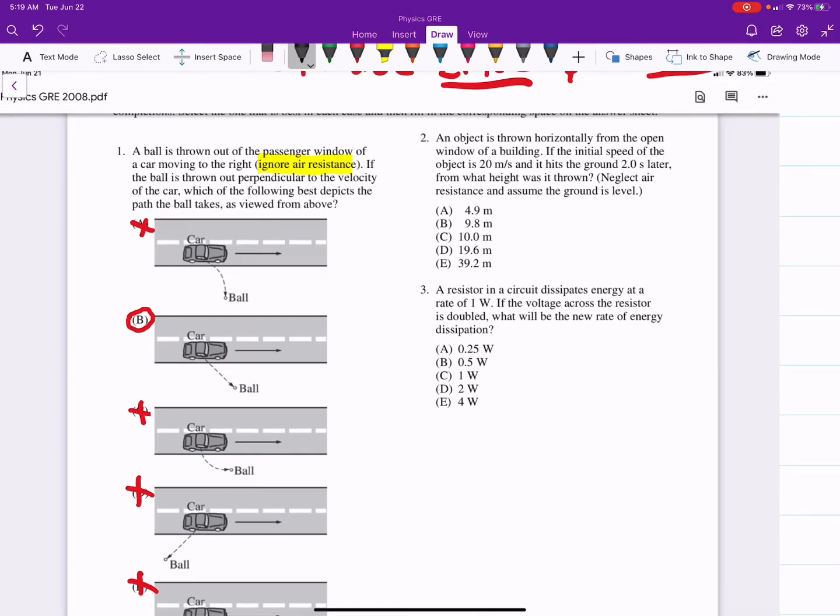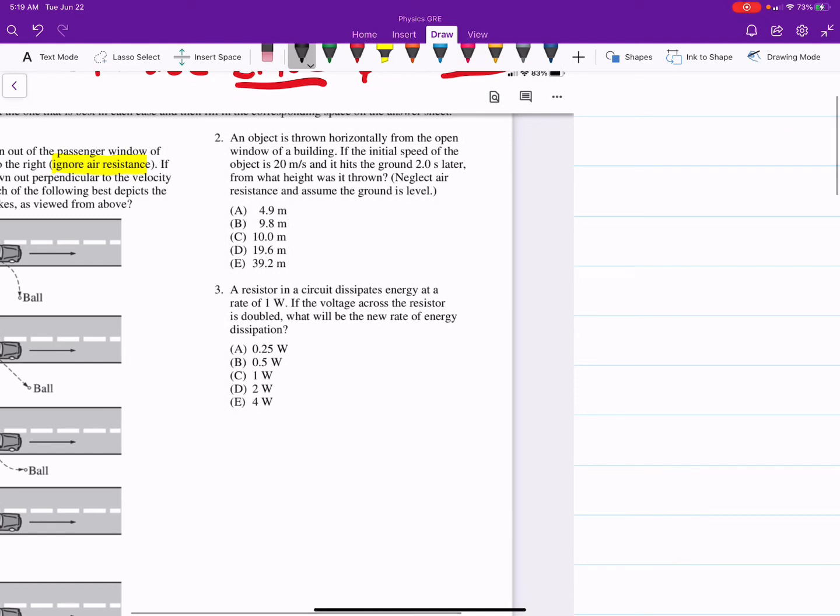Number 2. So number 2 says an object is thrown from an open window of a building. The initial speed of the object is 20 meters per second, and it hits the ground 2 seconds later. From what height was it thrown? Neglecting air resistance and assume the ground is level. So for this, we're going to have to use some kinematic equations.